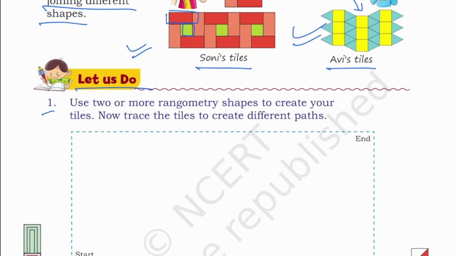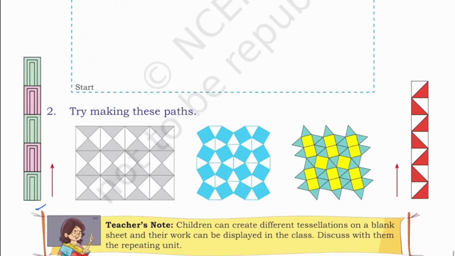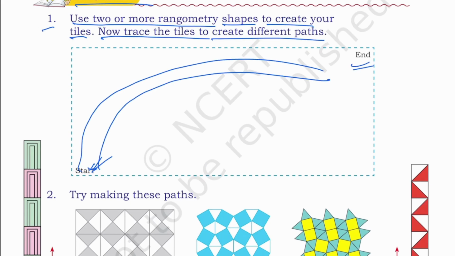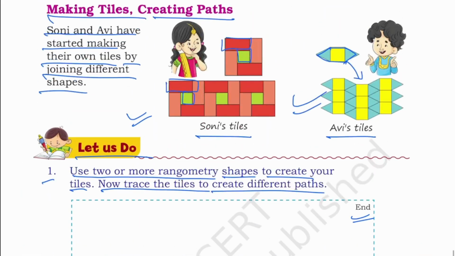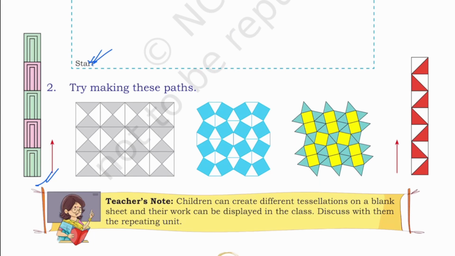Let us do 1. Use 2 or more rangometry shapes to create your tile. Now trace the tile to create a different path. You may draw like this. Here is your start point and your end point. You have to make a path from here to here using different rangometry shapes or different tiles. Try making this path like this, like this, like this, and this.